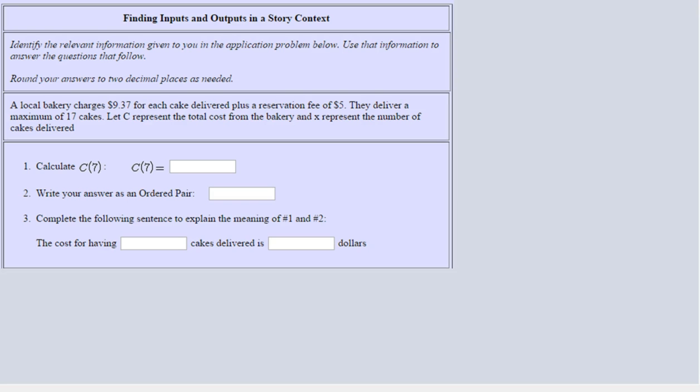Let's begin by reading the problem. Identify the relevant information given to you in the application problem below. Use that information to answer the questions that follow. Round your answers to 2 decimal places as needed.